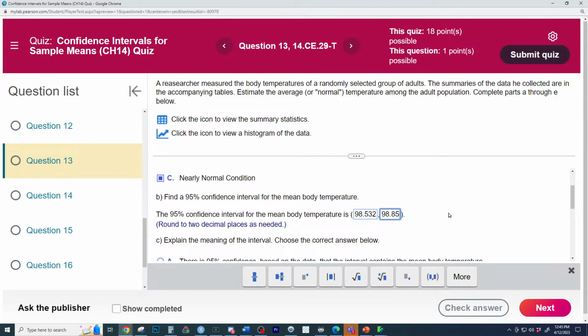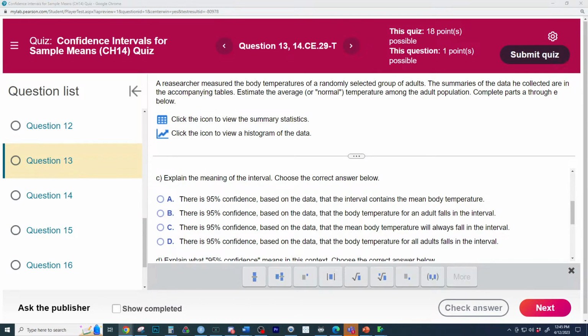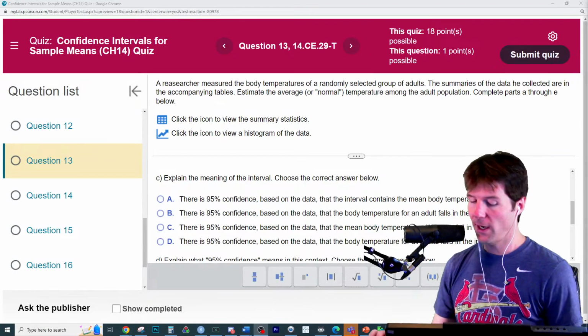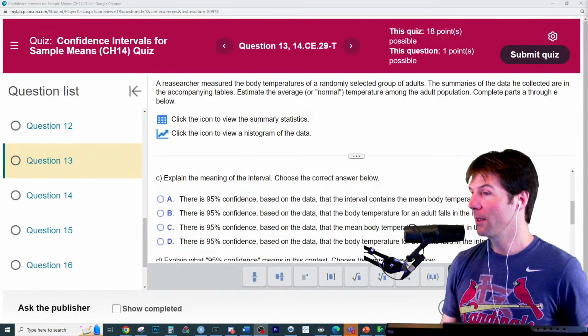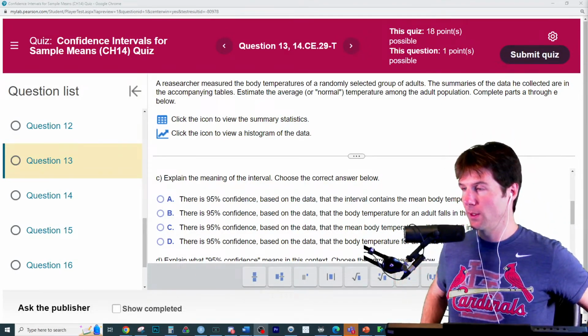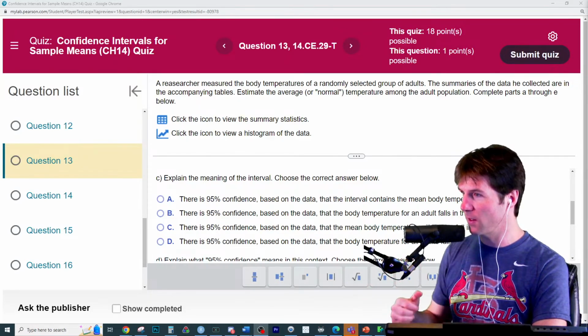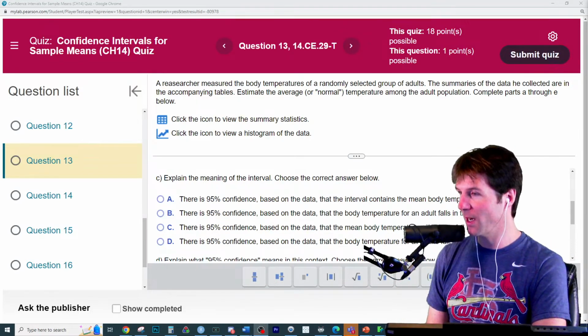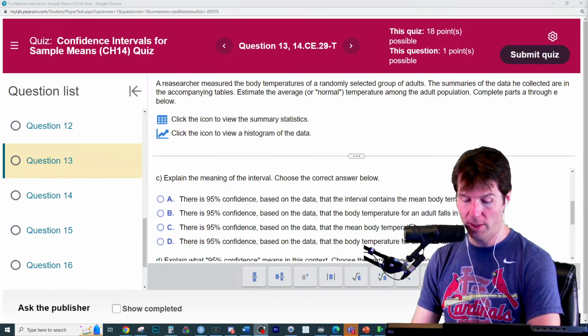Two decimals. Explain the meaning of the interval. Once again, we do not look at their interpretations. We interpret our intervals ourselves. This might be one of the last questions we're doing here today, so don't read their interpretations. I like to say "I am." This is your time to practice for the test. We need to practice and know how to interpret this without their help.